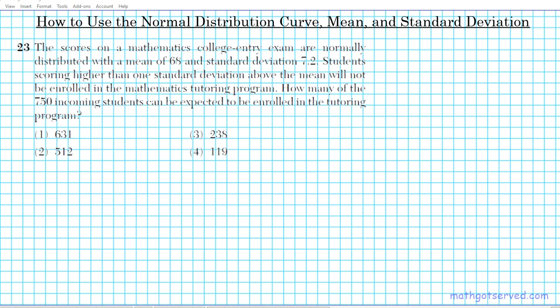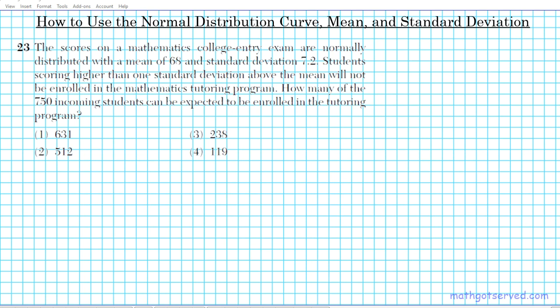All right, let's take a look at question 23. In 23, we're going to be assessing how to use the normal distribution curve, the mean and standard deviation to determine the amount of population that falls within a certain percentage boundary where the population is distributed normally. Question 23 reads, the scores on a mathematics college entry exam are normally distributed with a mean of 68 and a standard deviation of 7.2. Students scoring higher than one standard deviation above the mean will not be enrolled in the mathematics tutoring program. How many of the 750 incoming students can be expected to be enrolled in the tutoring program?